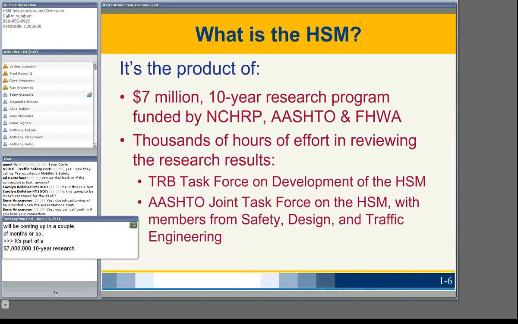Now I want to move on to the second question, why we should consider using the Highway Safety Manual for decision-making in planning and project development. First, I would say that we need quantitative estimates of safety performance for many of our planning and project development decisions.